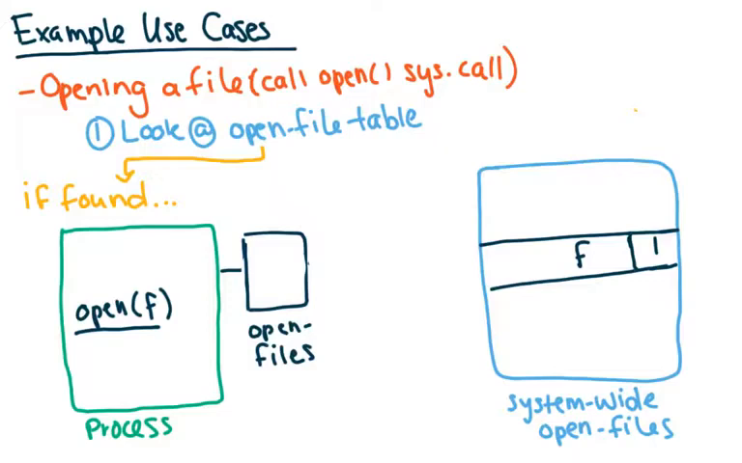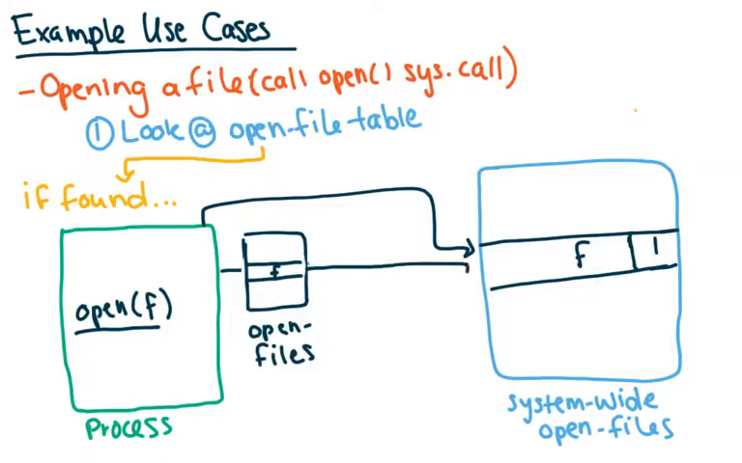The first thing that we want to do is look into the system-wide open files table and see if it's there. It is there, so maybe it's already being used by another process. Great. So now what we would do is create an entry in the per process open file table, and then point this to the system wide.